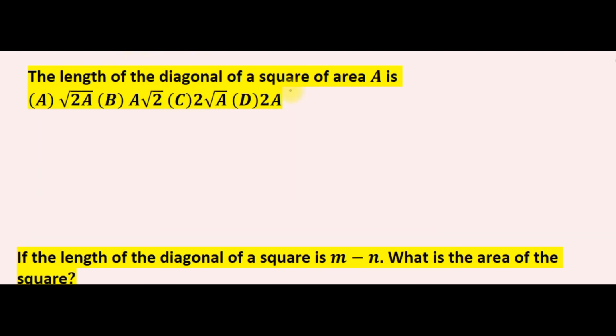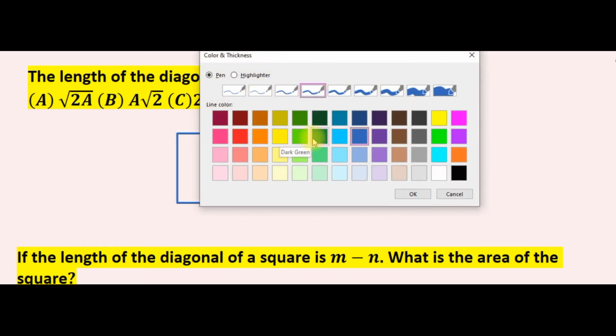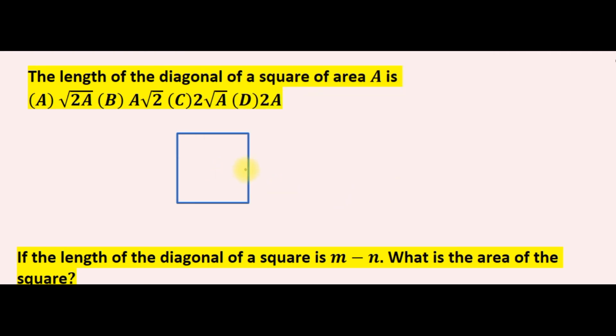The length of a diagonal of a square of area A is what? So let's first draw the square. So this is my square. It's the length of the diagonal. So this is my diagonal, and this is 90 degrees. We are looking for the diagonal, so let's use d.